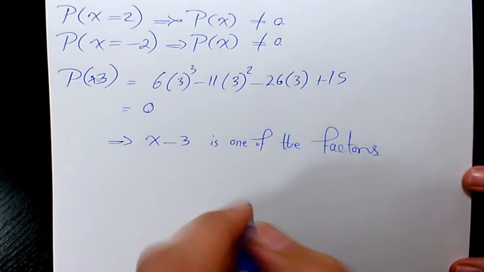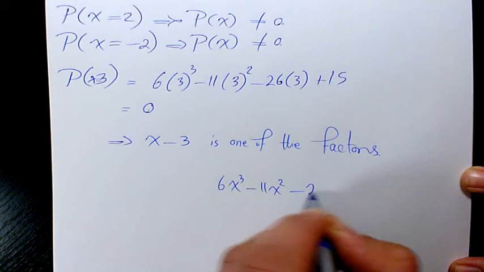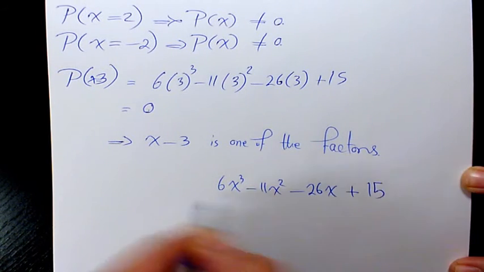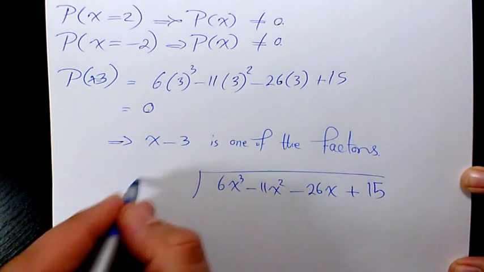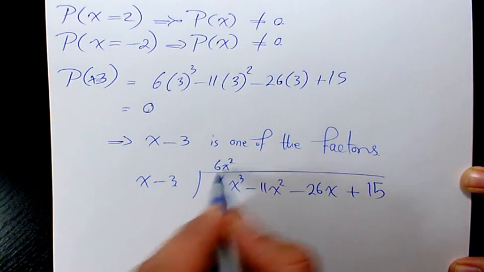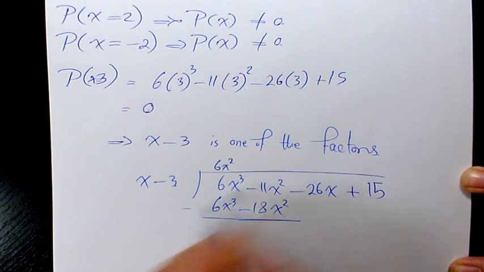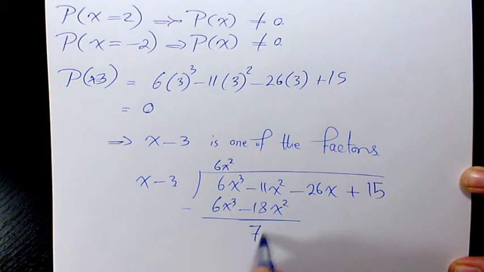So we have now 6x cubed minus 11x squared minus 26x plus 15 divided by x minus 3. When you divide it, it's going to be 6x squared. Multiply: 6x cubed minus 18x squared. You subtract it, it's going to be 7x squared. You bring the next number down.